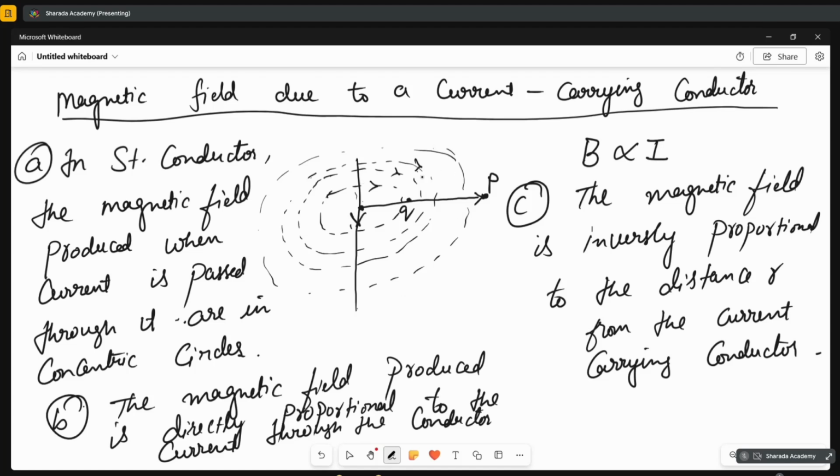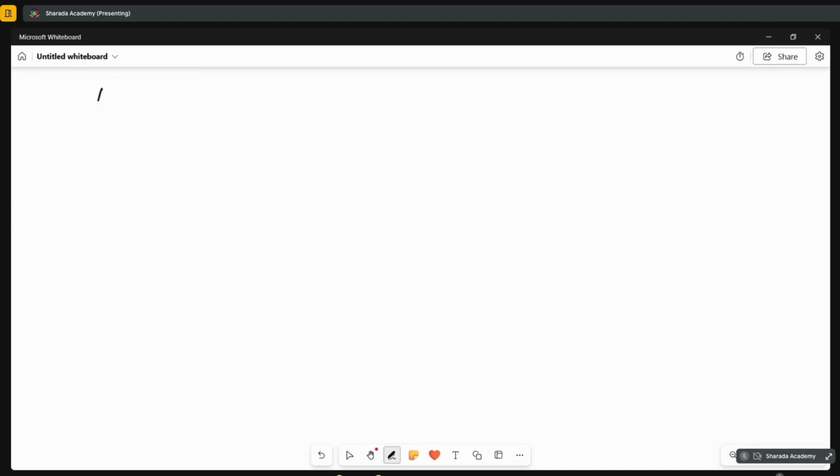So what do we observe? The magnetic field will be inversely proportional to the distance r from the current carrying conductor. That is, B is proportional to 1 by R. Write down: B is proportional to I by R.